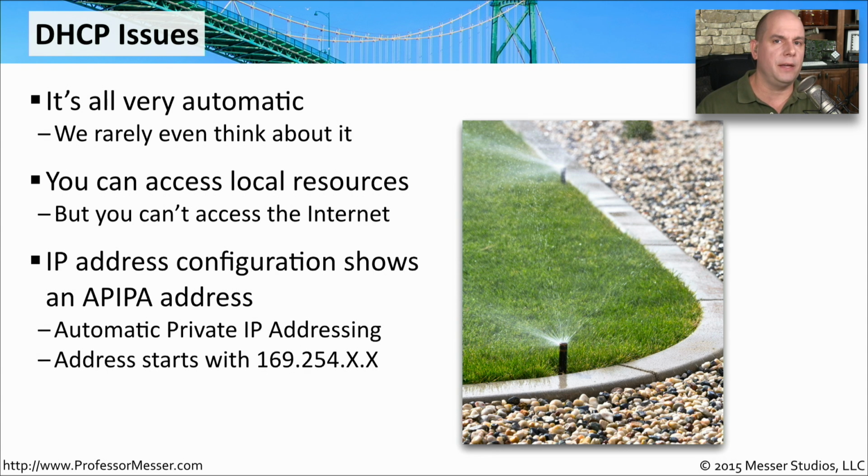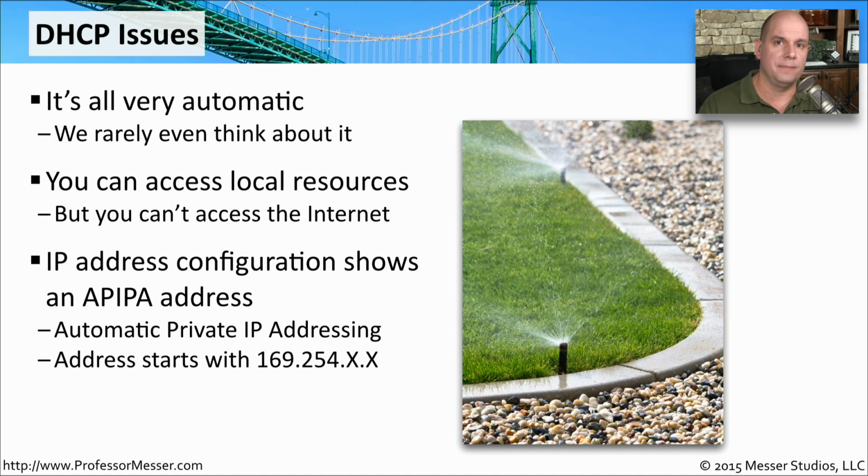If you're looking at your IP address and it doesn't seem like you received a dynamic IP address, you may have received an APIPA address. That's the automatic IP addressing address. And you can see that those addresses start with 169.254.x.x. So if you're noticing that your IP address begins with 169.254, that probably means that there is an issue with DHCP.